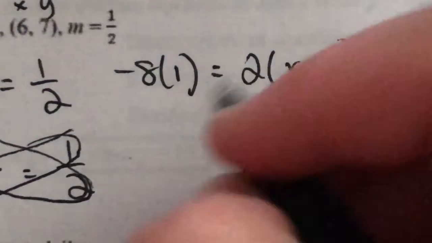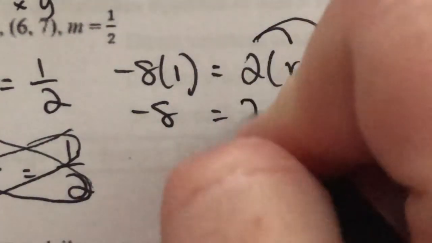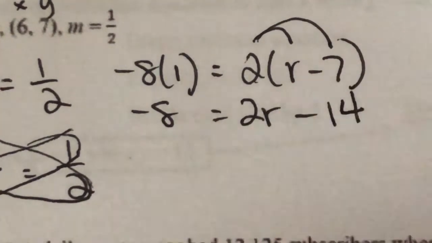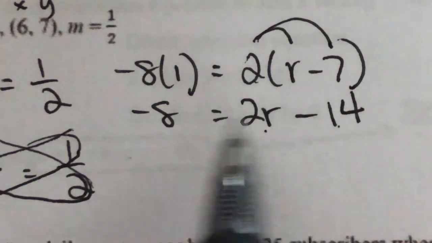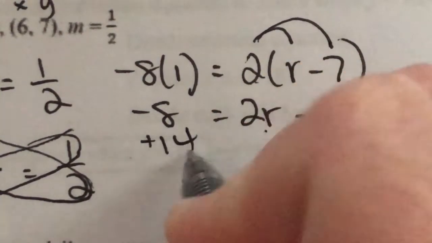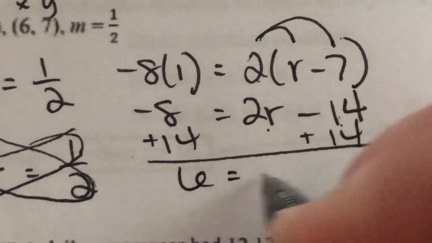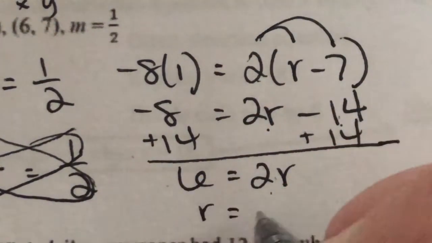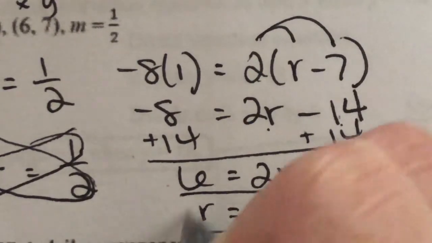And now I can solve. Negative 8 equals, I'm going to distribute, 2r, bring down my minus sign, 2 times 7 is 14. I'm trying to get r alone, so I'm going to add 14 to both sides. So I'm going to get 6 equals 2r. Divide both sides by 2, and r is going to equal 3.